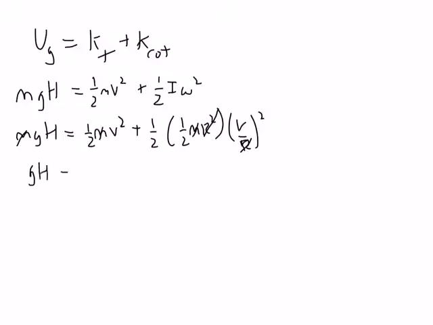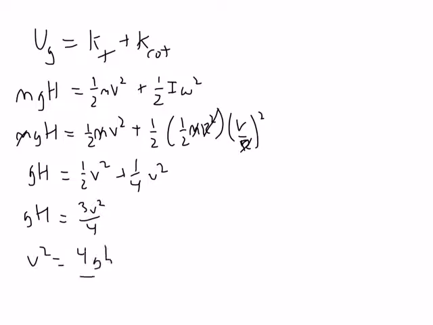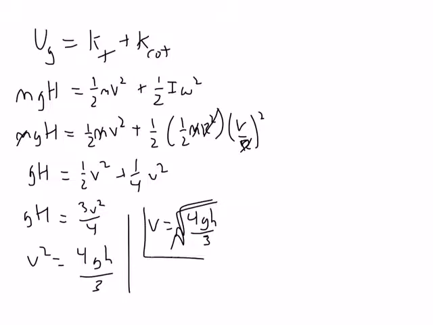So gh equals 1/2 v squared plus 1/4 v squared. gh is 3 v squared over 4. v squared is 4gh over 3. Or, our final answer, v is the square root of 4gh over 3. You can take the 4 out of the square root if you want. That's fine, but this is sufficient as an answer. Okay? So that's part A. That's how fast it's moving at the bottom of the inclined plane.